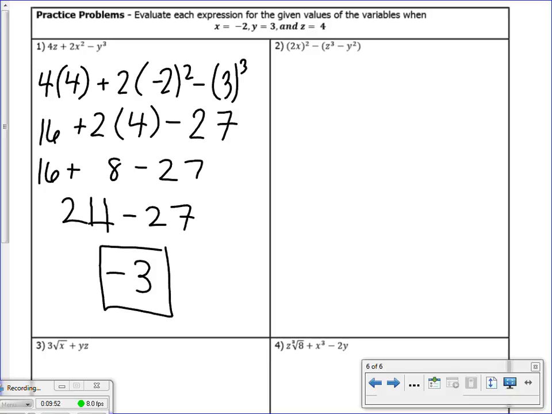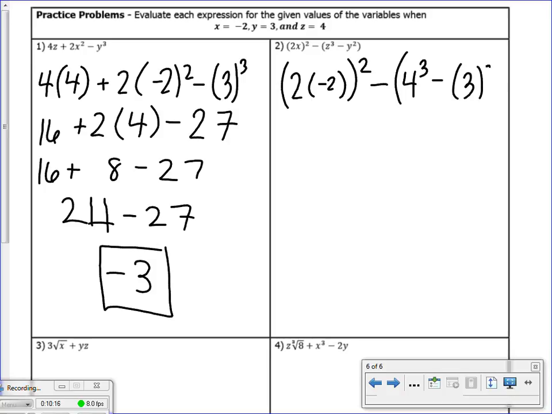For number 2, again, we are inserting in. So you have parenthesis 2 times -2, whole thing squared, minus 4 cubed minus -2. Oh, I'm sorry. It is 3. That's a y, not an x. 3 squared.